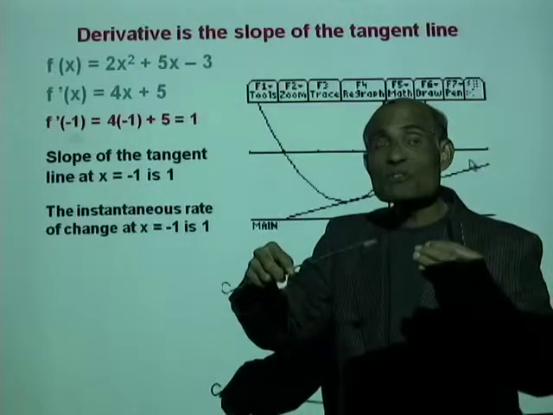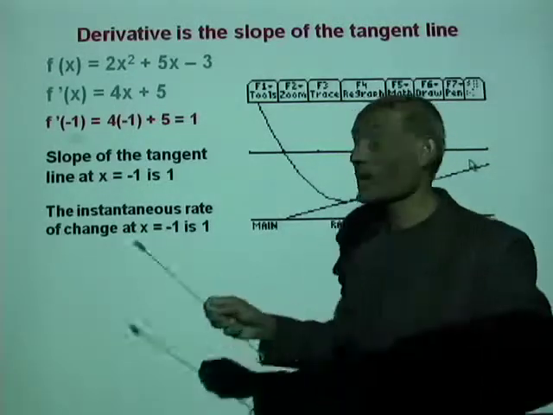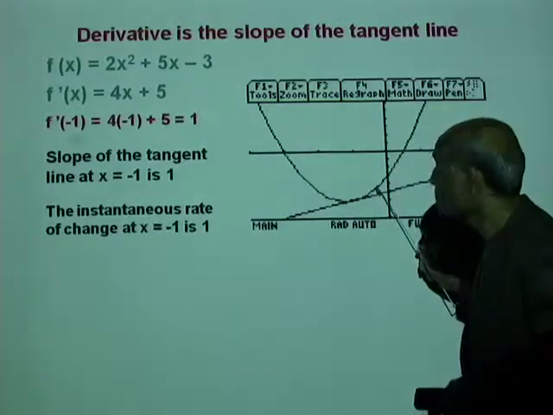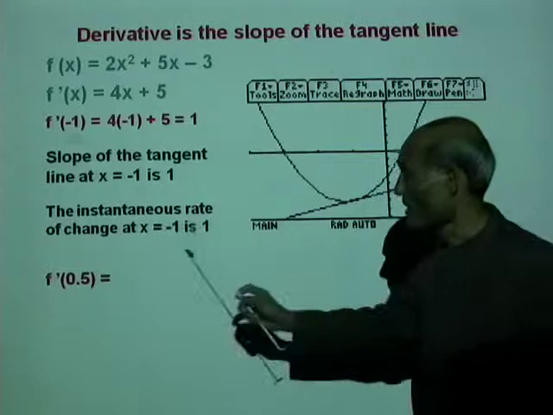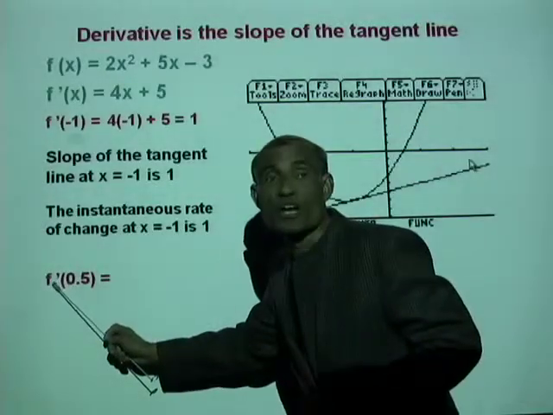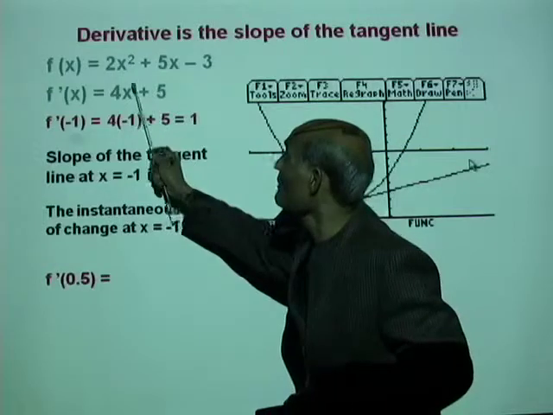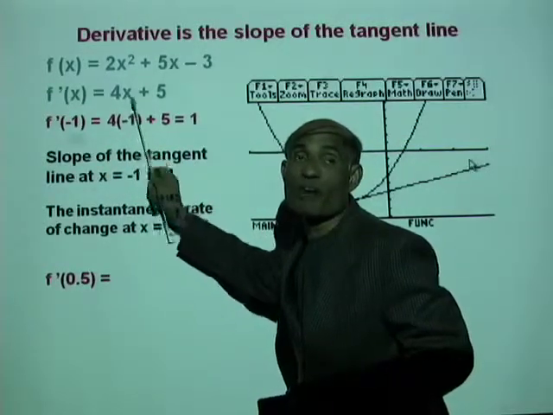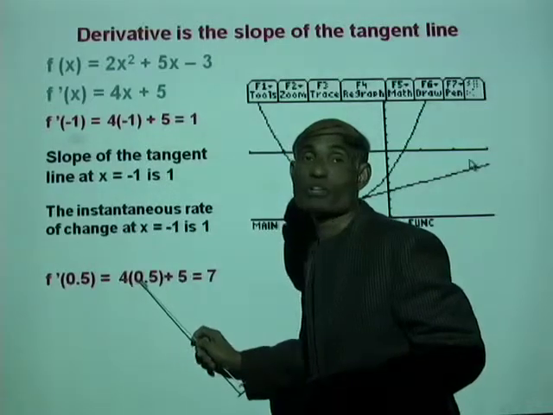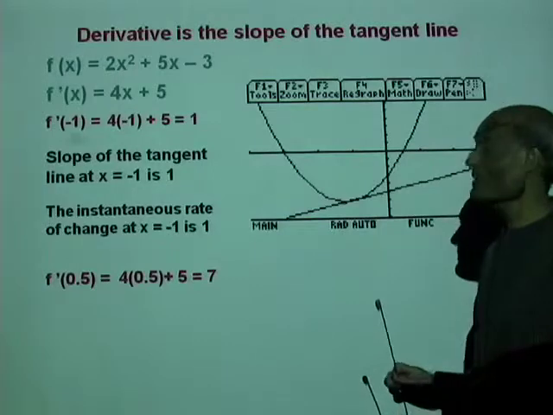When the input changes by 1 unit, the output will change by 1 unit as well, at that instant. But if you move to another instant, the rate of change will be different. Alright, how about this? f prime of 0.5. What is f prime of 0.5? In f prime x, replace x by 0.5. That will give me 4 times 0.5 plus 5, equal to 7.